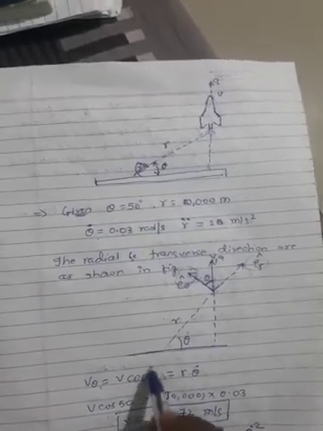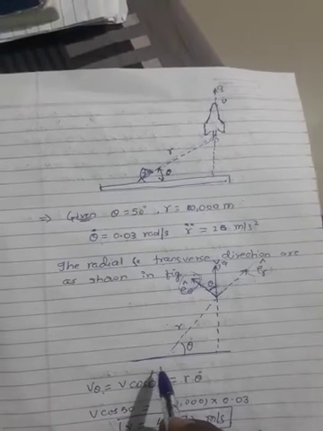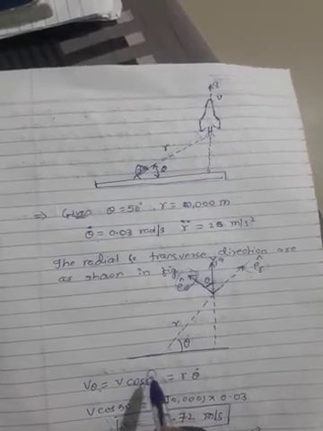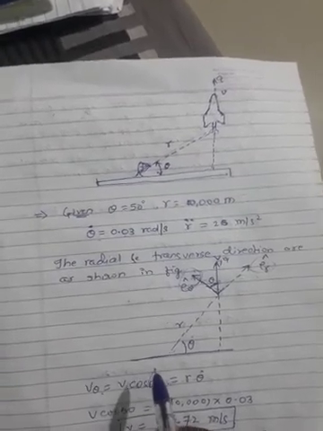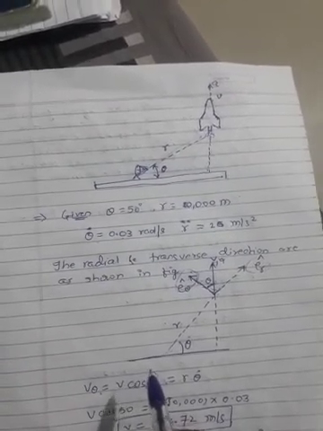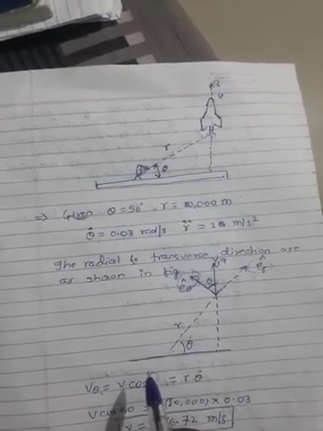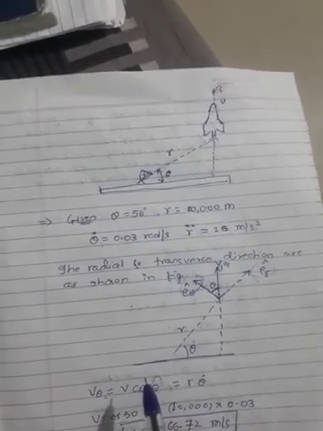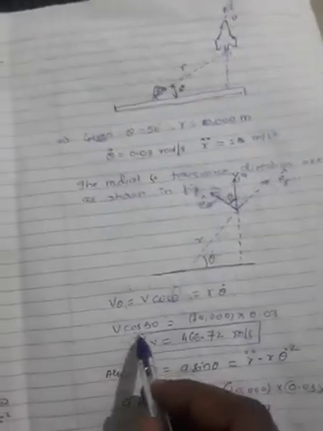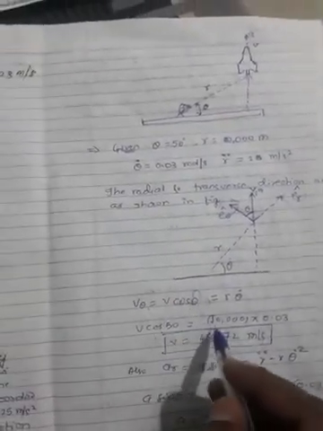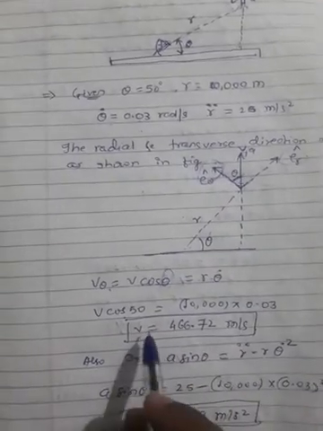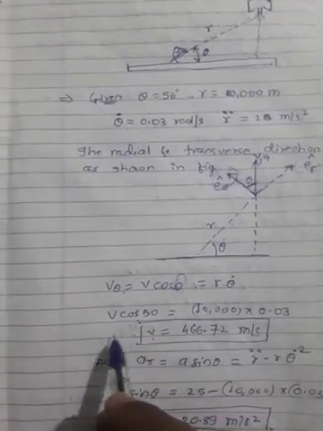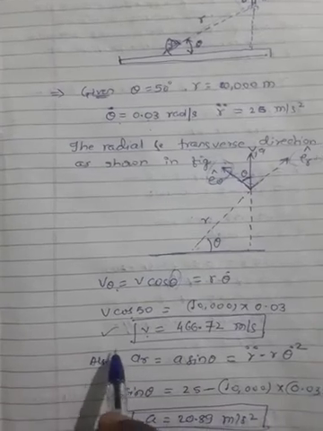So v cos theta, and as we know v theta is nothing but r theta dot. Whenever I am using cos or sin, I am considering the angle in degrees itself, and when I am using theta alone, not with cos or sin, then I am considering it in radians. So v cos 50 equals r, which you have given as 10 kilometers, that is 10,000 meters, into theta dot, which is 0.03.